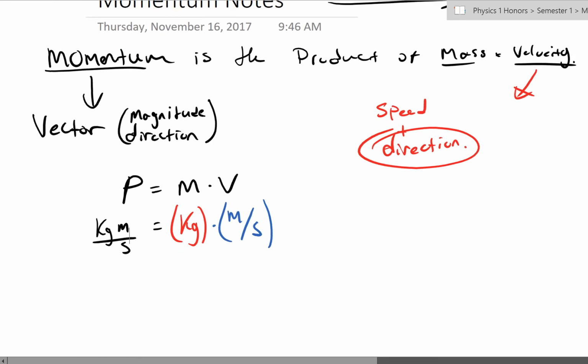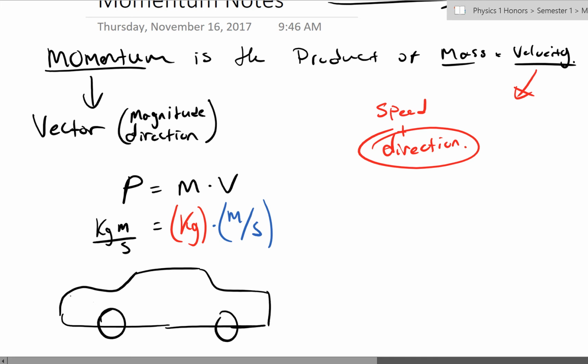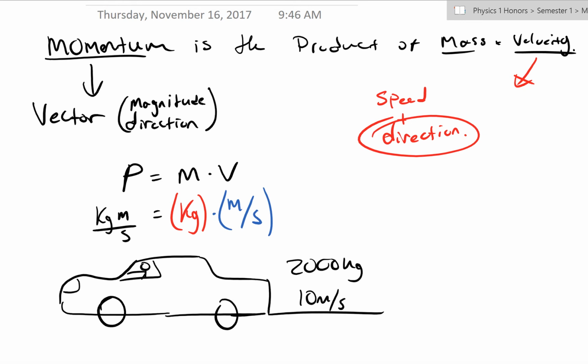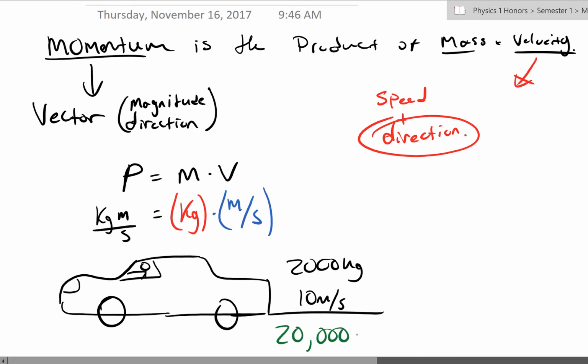An example would be if I had, let's say, a car. So we have a car going. It's going to be a terrible car, I apologize. This will be the front of the car. He's driving backwards for once, that way. So the car weighs 2,000 kilograms. It's an extremely heavy car. And it is traveling at 10 meters per second. If we take these two together, we multiply our mass times the velocity, we would get a momentum of 20,000 kilogram meters per second.